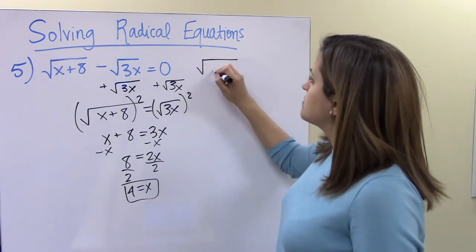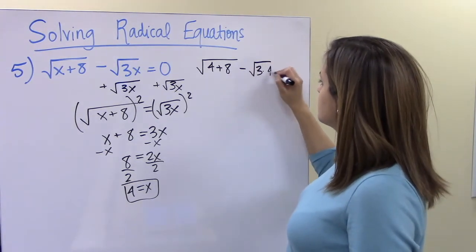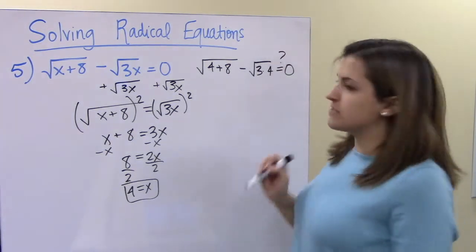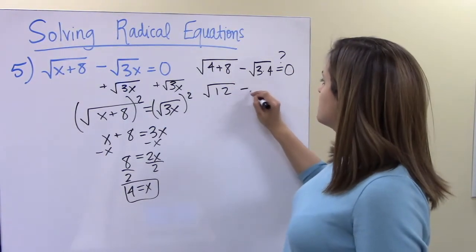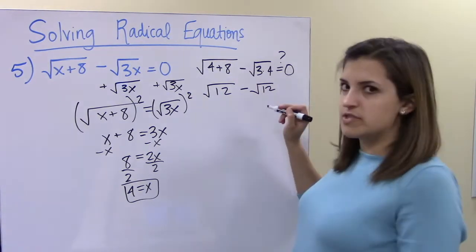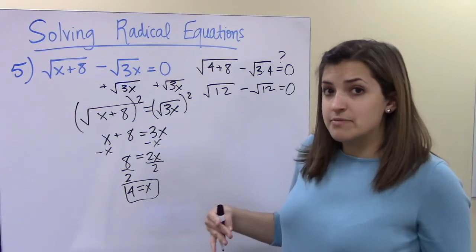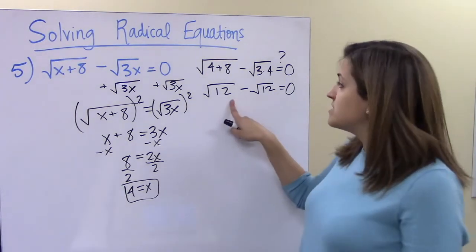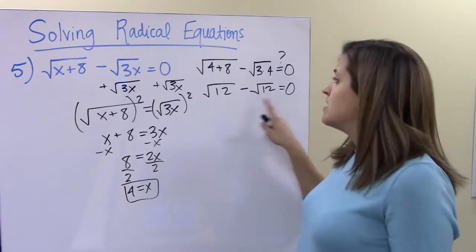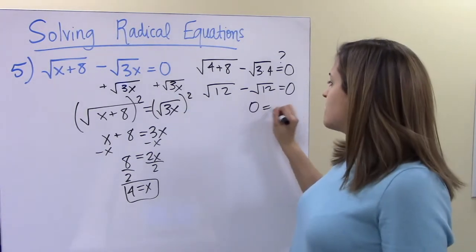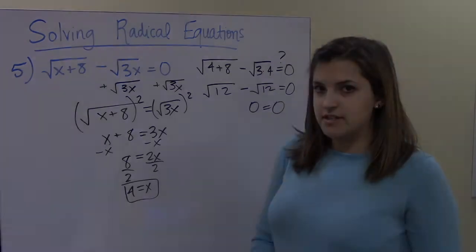I get the square root of 4 plus 8 minus the square root of 3 times 4 equals 0. We'll see if this is true. So square root of 12, that's 8 plus 4, minus the square root of 12, which is 3 times 4, equals 0. We don't know what the square root of 12 is. It's going to be a decimal, but we don't have to, because what we see here is the square root of 12 minus the square root of 12 equals 0. These two cancel, and this does, in fact, equal 0. So we're good.